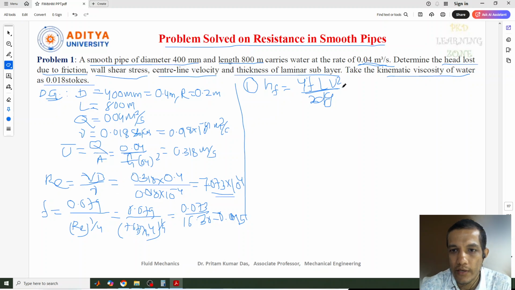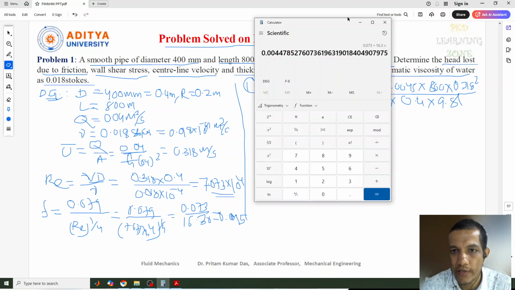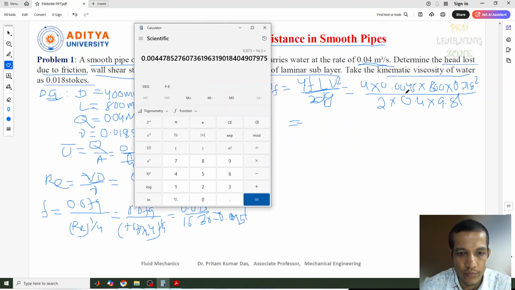Now we have all these values, so just put the values in and we'll get the head loss. So 0.0045 into length, which is given as 800, and the velocity 0.318 squared, divided by 2 into diameter 0.4 meter into g, which is 9.81. So all these values are given to us. Now again we need to calculate this value.